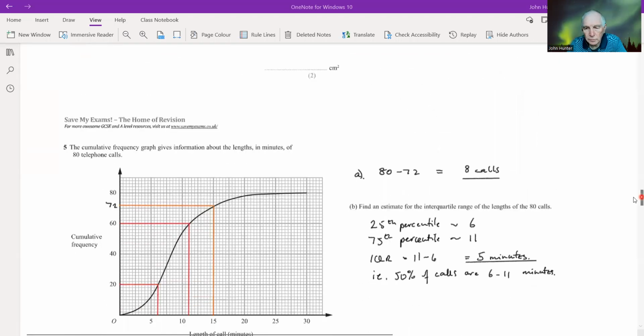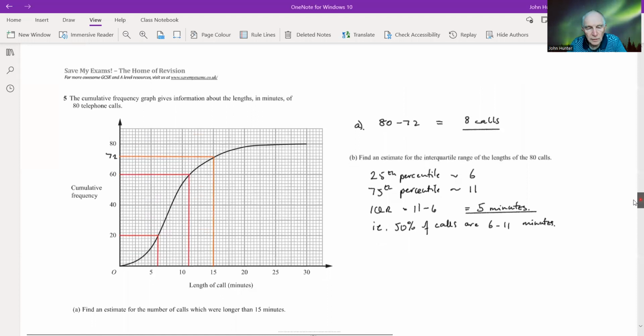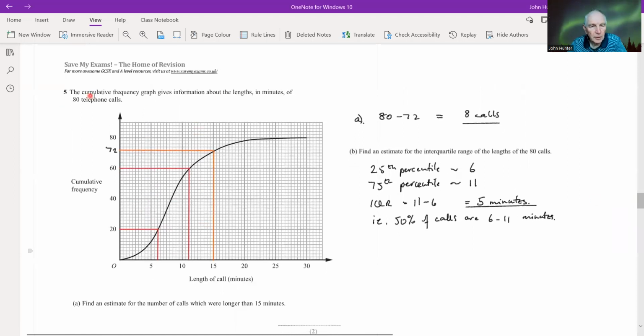Let's move on to this one. This is a cumulative frequency graph. The cumulative frequency graph gives information about the length in minutes of 80 telephone calls.